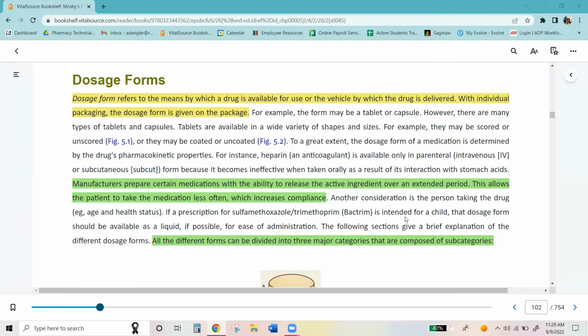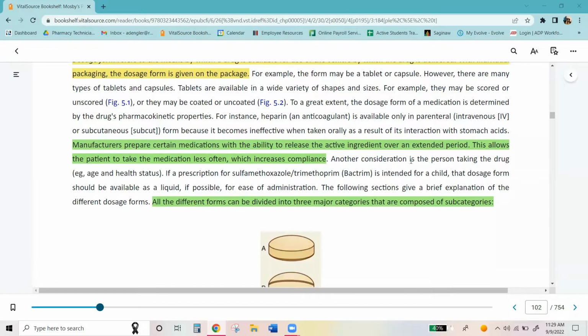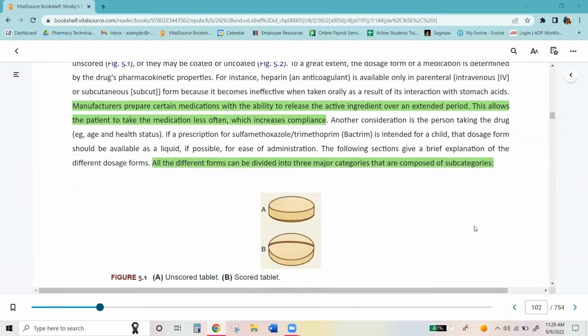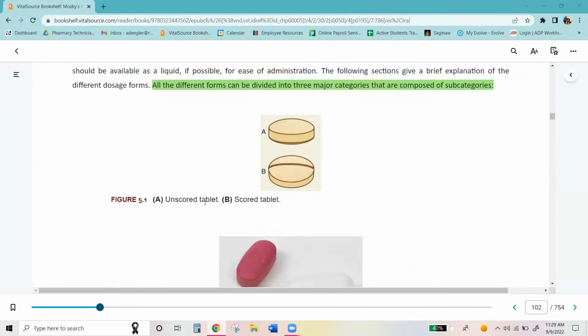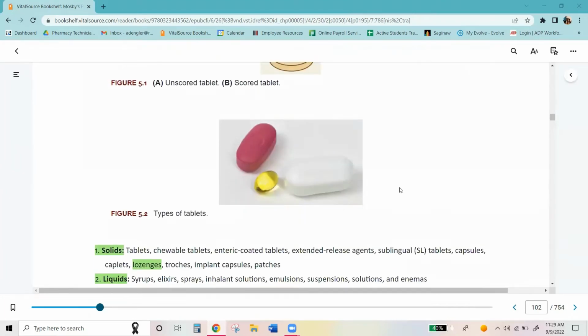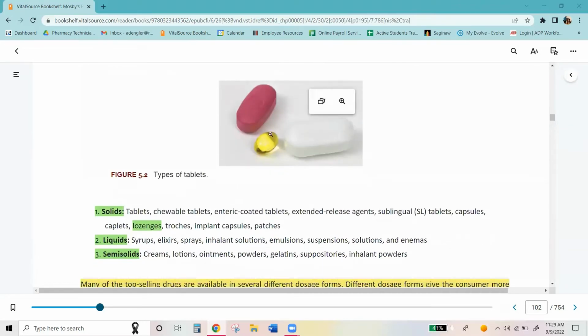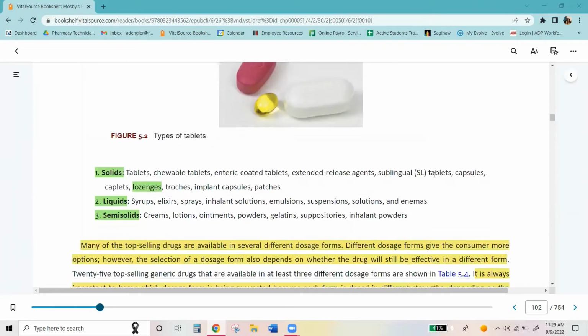All the different forms can be divided into three major categories that are composed of subcategories. Here is a picture of an unscored tablet and a scored tablet. Usually, if the tablet is scored, that means it can be broken in half. And if it is not scored, then it should not be broken in half. Here's just an example of different tablets.